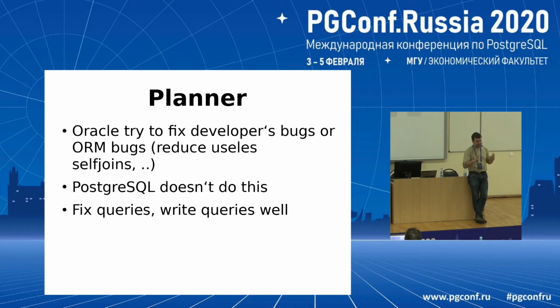And in Postgres the strategy is: what can be fixed on the application level should be fixed on the application level. Oracle tries to fix developer issues, Postgres does not. So if a developer writes a strange query with a lot of self-joins, a lot of useless joins, then Oracle does much more intensive cleaning than Postgres. And sure, the query on Oracle will be faster than on Postgres. So this is really an issue.